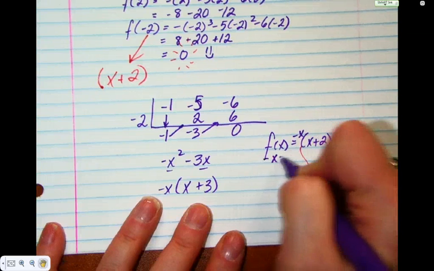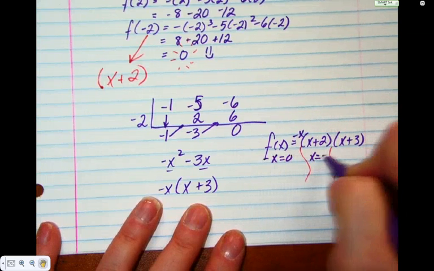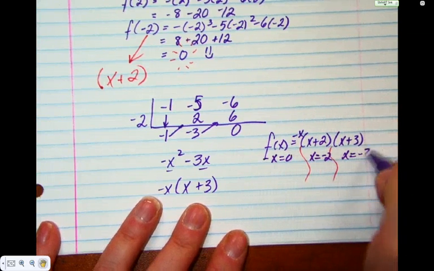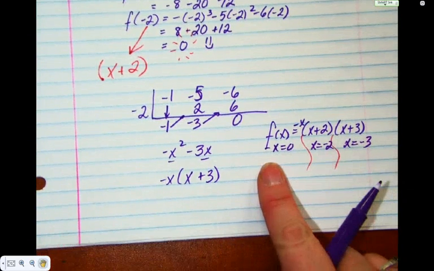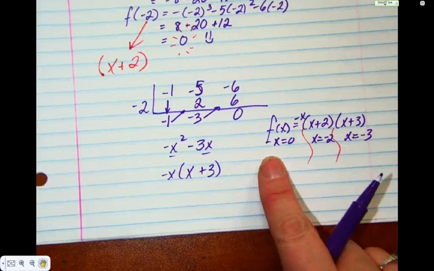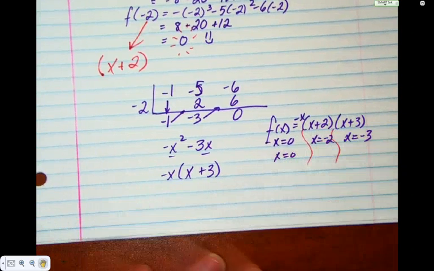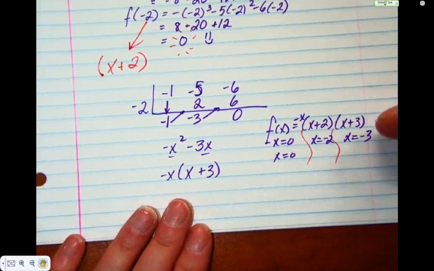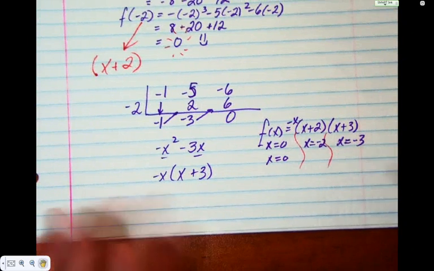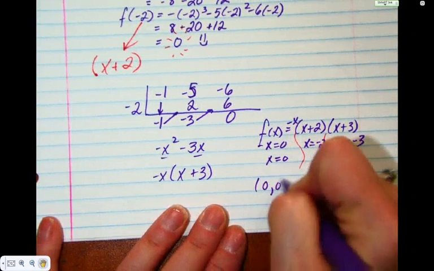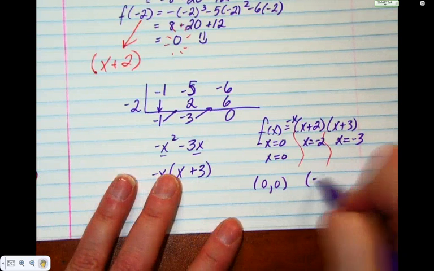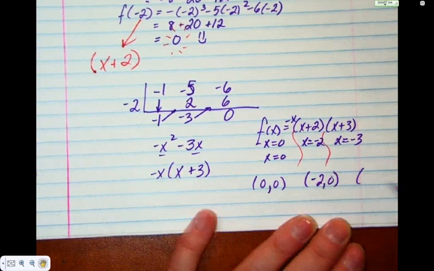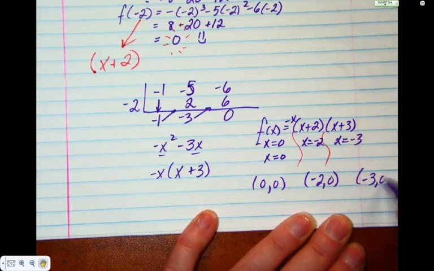So we know that minus x equals 0, x equals negative 2, or x equals negative 3. What do I do with minus x equals 0? Yeah, x still equals 0. Okay, so factoring, you'd stop here. This is solving. So the points are (0, 0), (negative 2, 0), and (negative 3, 0).